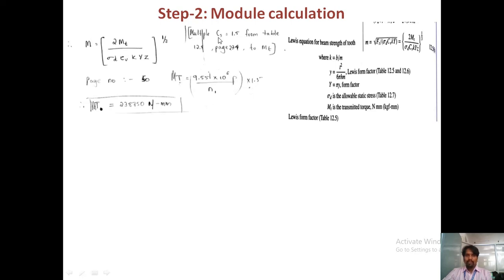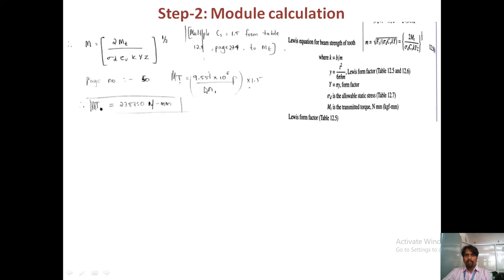Because the condition is given, the gear is working for 8 to 10 hours per day under medium shock loads. So from table 12.8, page number 234, for 8 to 10 working hours per day and for medium shock loads, take Cs is equal to 5. So it's from table number 12.8. That Cs value has to be multiplied with this mt to get the torque.